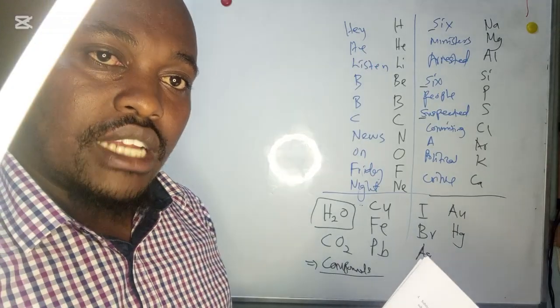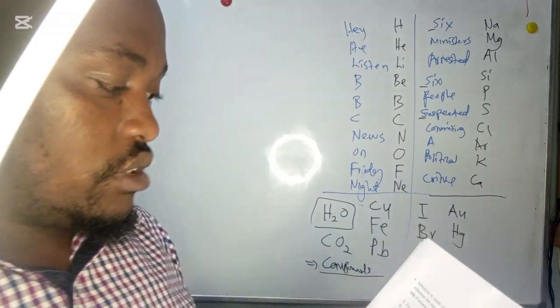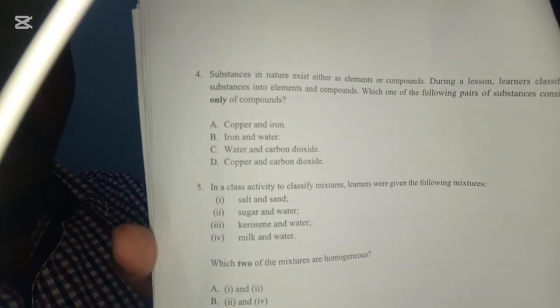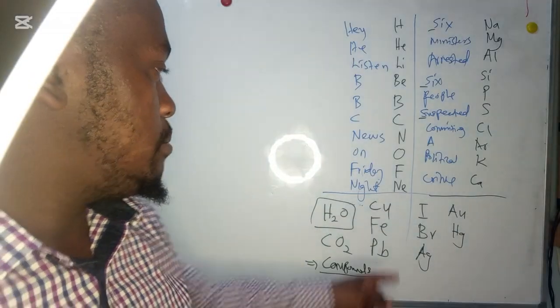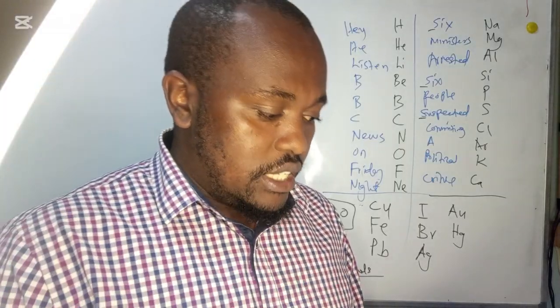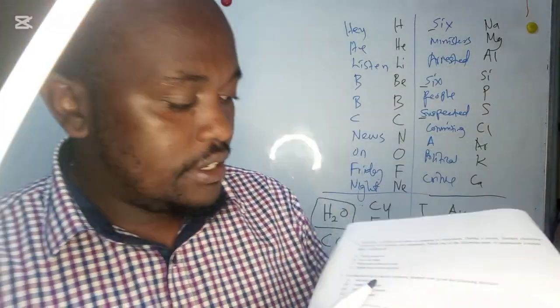However, it is important to look at the other option given. The other one is copper and carbon dioxide. We all know that copper is an element. So the correct answer there was C. Question 5.